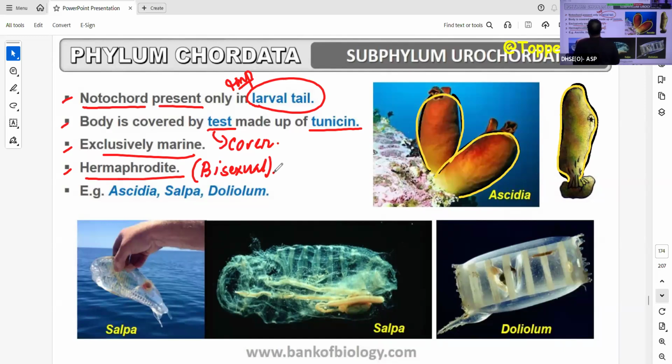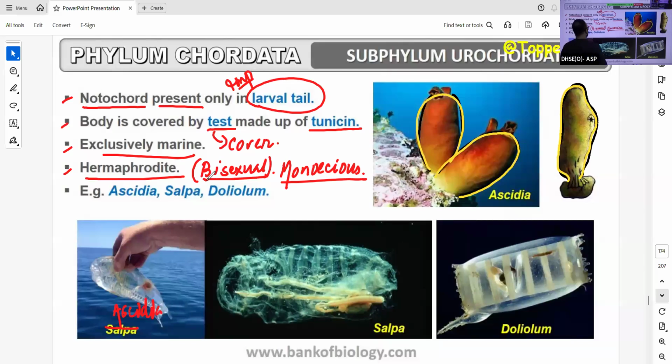Okay. Now, hermaphrodite or bisexual, we can also call them monoecious. Monoecious. Remember these terms: monoecious, bisexual or hermaphrodite. They mean the same thing. Okay? Now, as examples, as you can see, this is ascidia, this is salpa. Okay? Fine. That is doliolum. This particular structure represents ascidia. Here it was mistakenly written as salpa. It is ascidia.